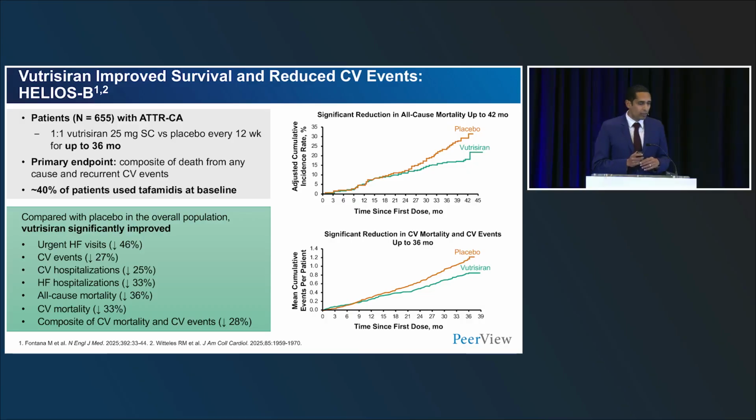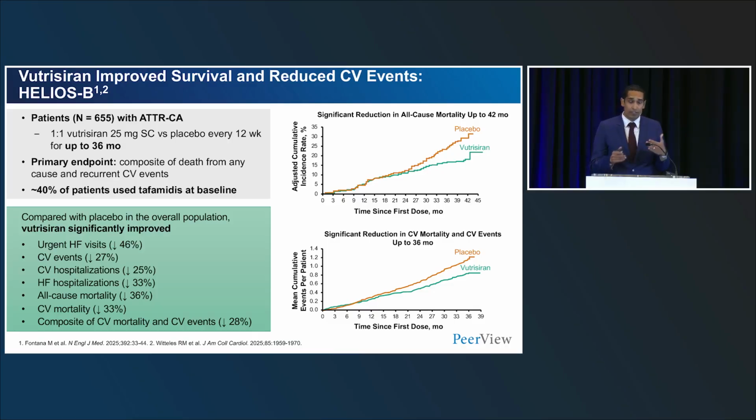And finally, the newest kid on the block: this is vutrisiran and HELIOS-B. This is a study of a silencer now, so decreasing TTR levels. This is a 655 patient trial, largely wild type but with about 10% variant disease. And this is a subcutaneous injection, given every 3 months. The primary endpoint was a composite of death as well as recurrent cardiovascular events.